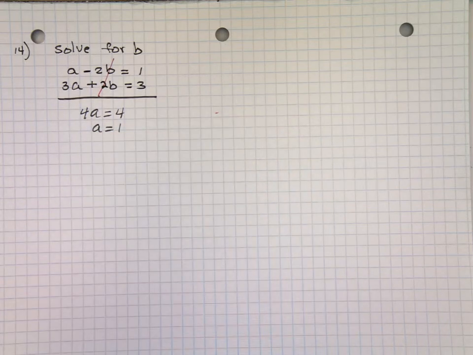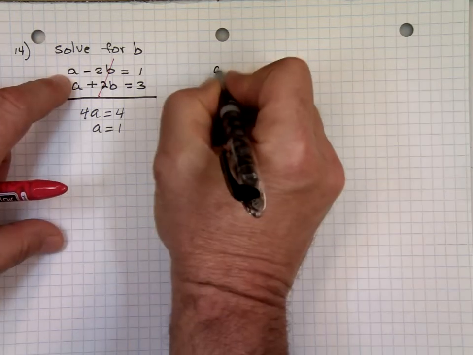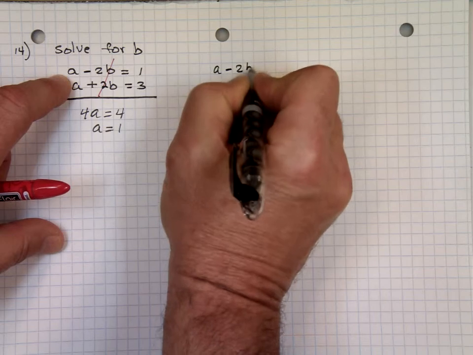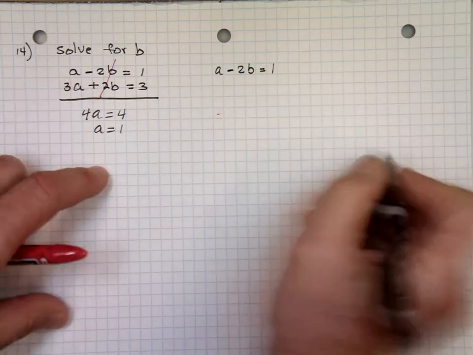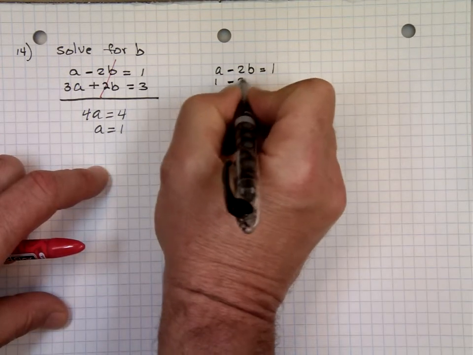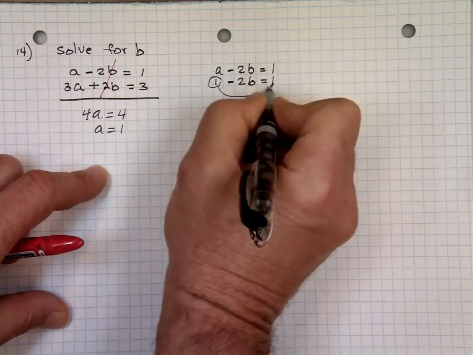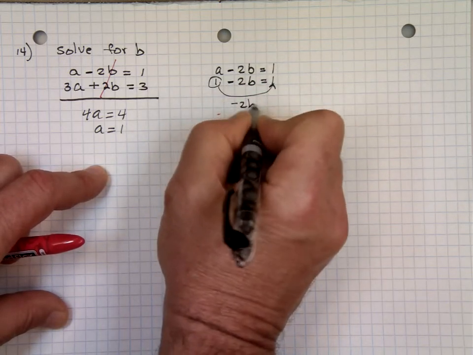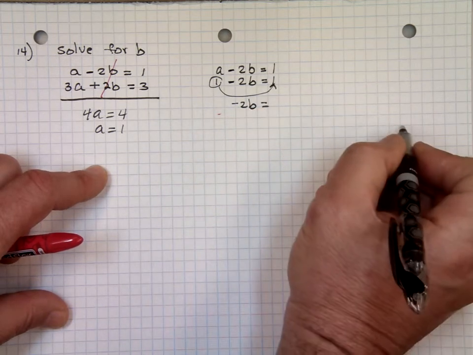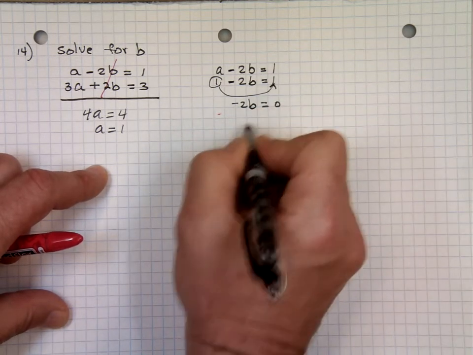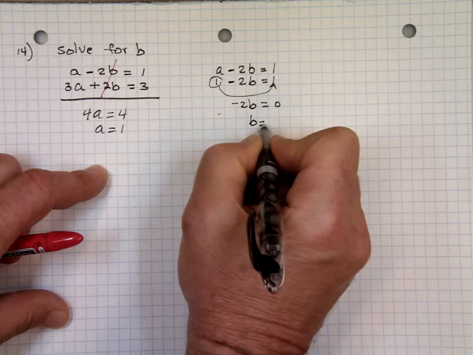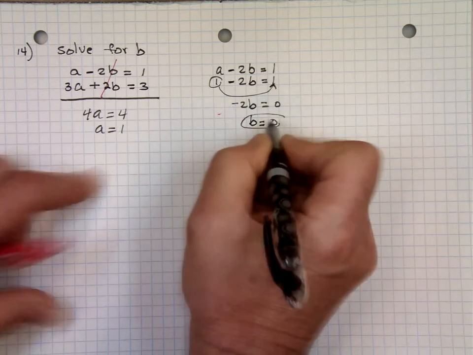Grab either equation. I'll take the first one, no reason. A is 1. 1 minus 2b is equal to 1. Take that 1 there. Negative 2b equals 1 minus 1, which is what? 0, which means b equals 0. So I found a and b, not just b.